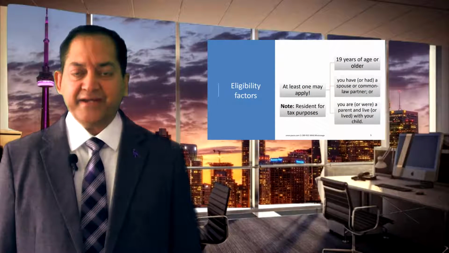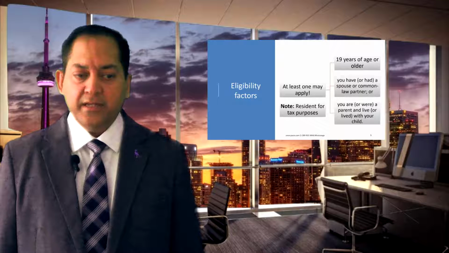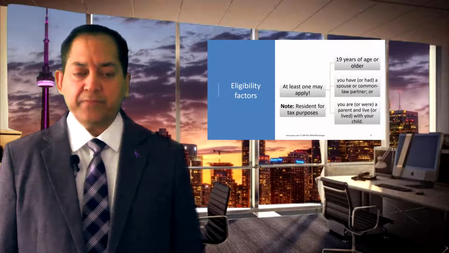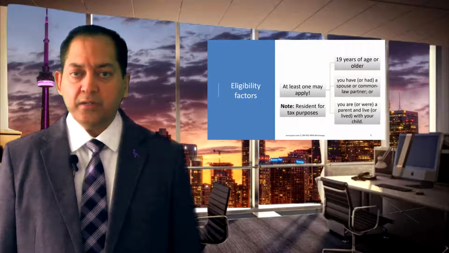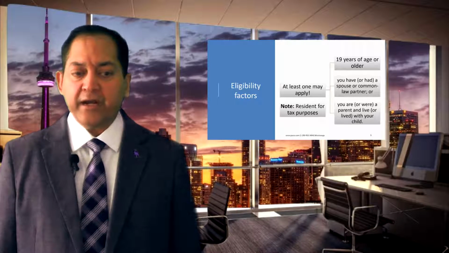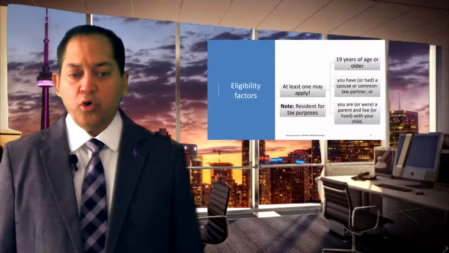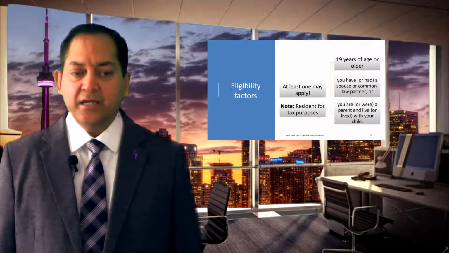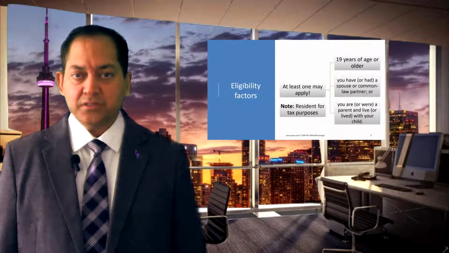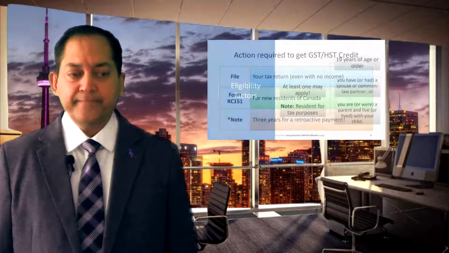Now, what are the eligibility factors? First of all, you should be a resident for tax purposes to be eligible for this benefit. And then at least one of the following conditions may apply. First is that you must be 19 years of age or older, being an applicant. You have or had a spouse or common law partner, or you are or were a parent and live with your child. If any of these conditions apply, then you may be eligible for GST HST credit.